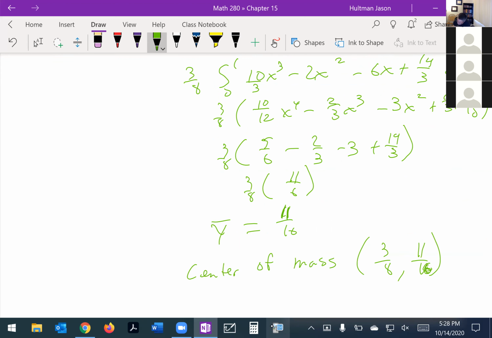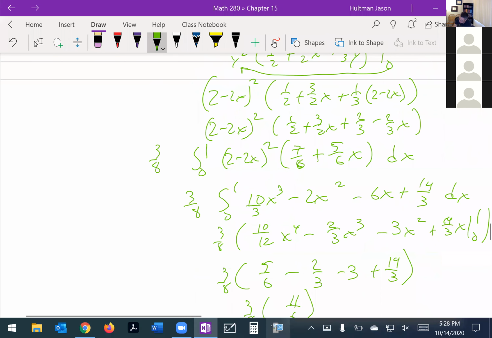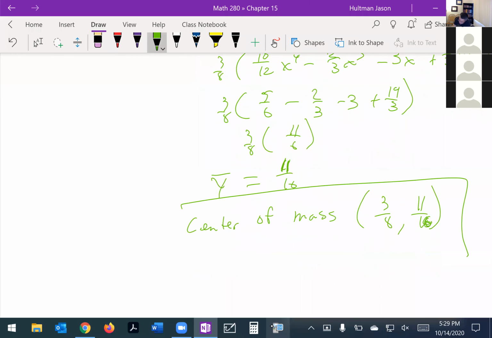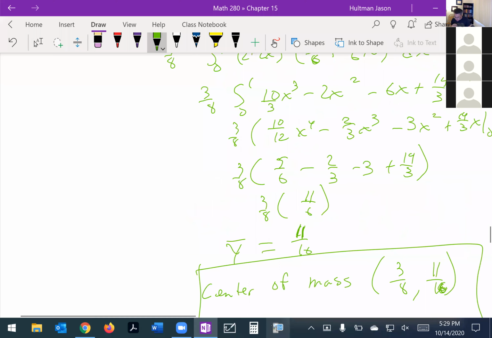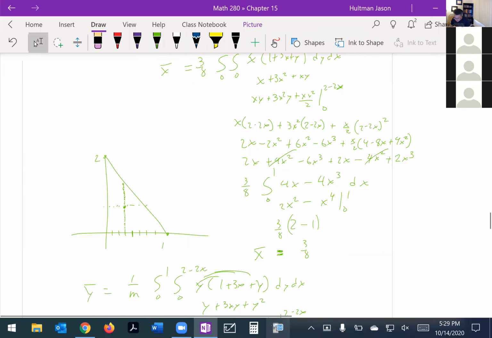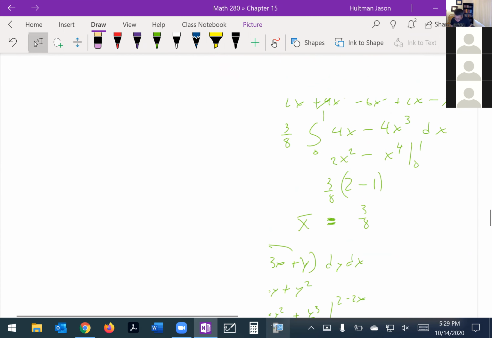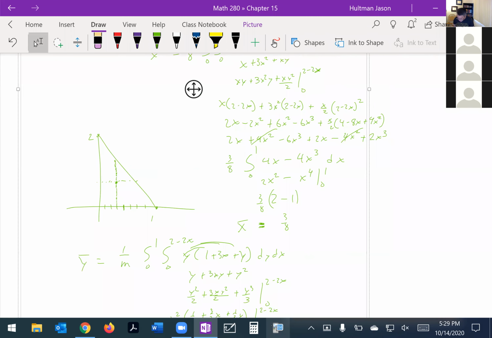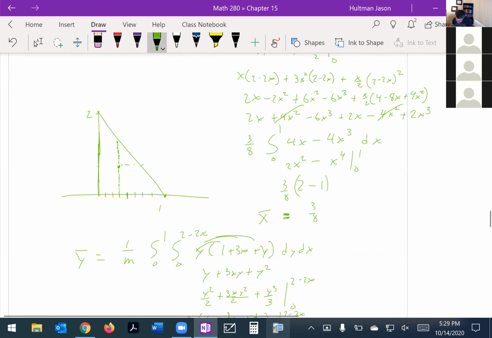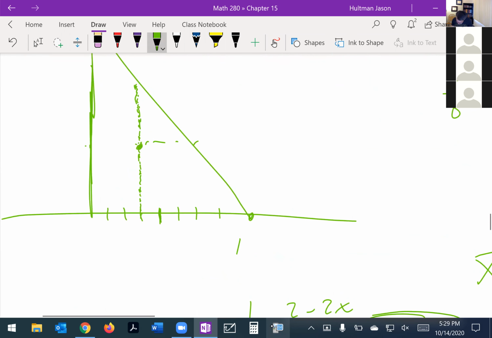So again, going back to our original lambda here, based on the density function they gave us. Now, if it was uniform density, it'd be a whole lot easier. But that's like splitting a piece of paper. But it's not uniform density, so it's a whole lot harder. But we do know that the y value is 11/16.